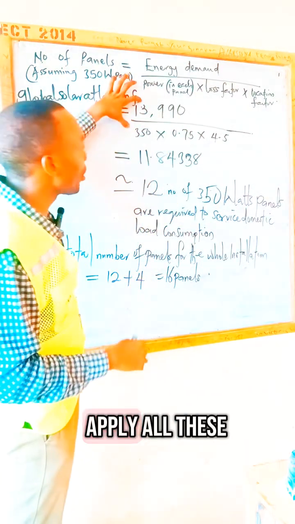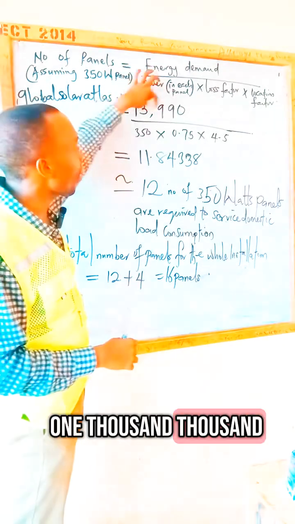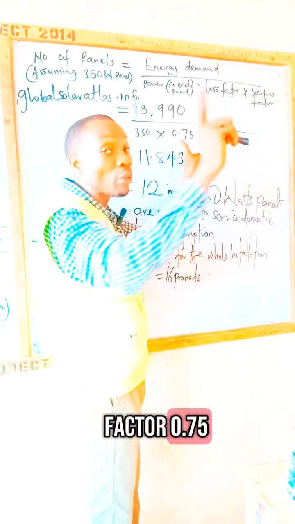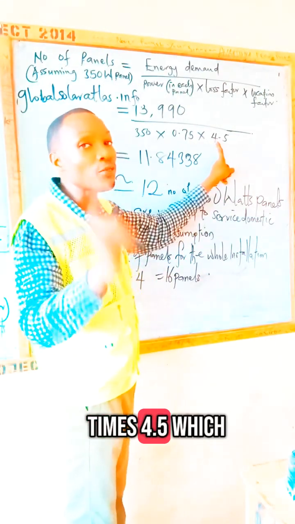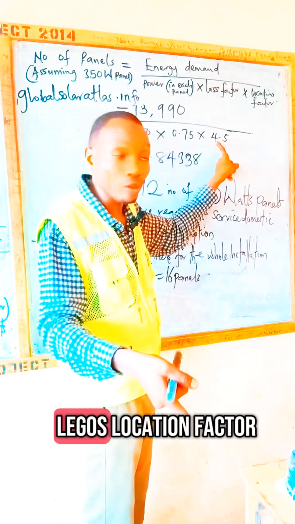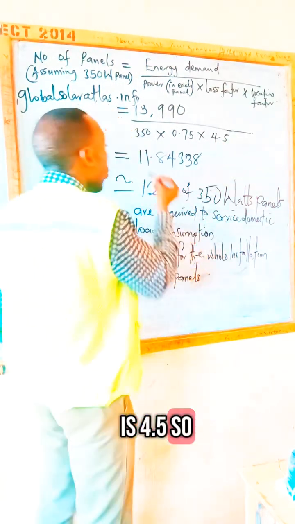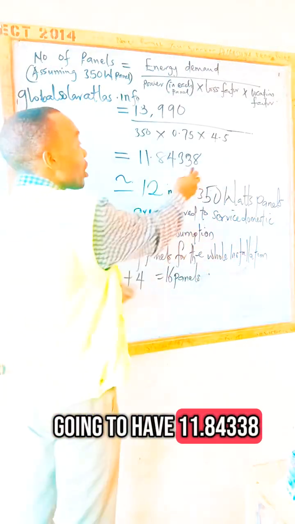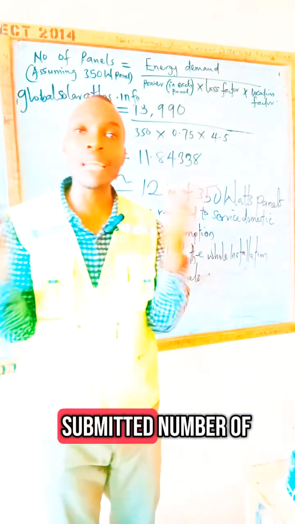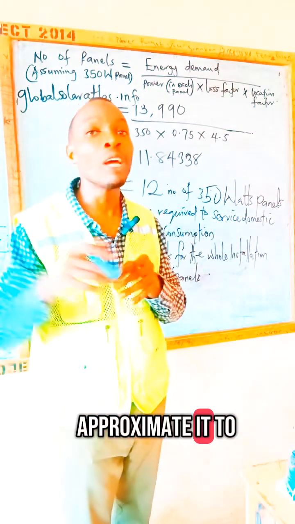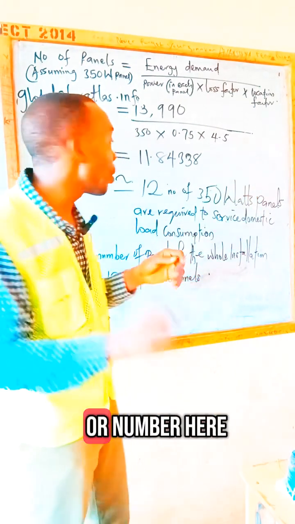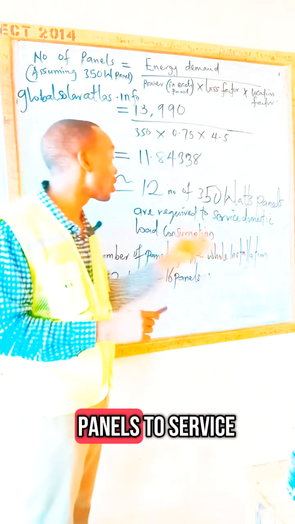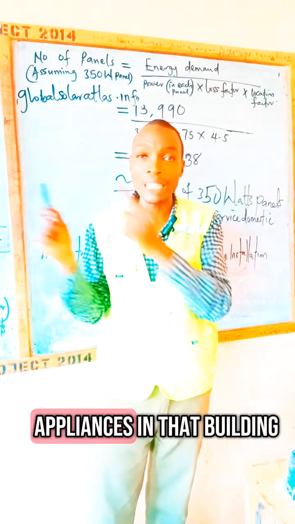So if I apply all these values now, 13,990 divided by 350 watts in a panel, multiplied by loss factor 0.75, do not forget, times 4.5, which is my own location factor. I'm in Nigeria, Lagos. Location factor is 4.5. So if I carry this out, I eventually am going to have 11.84338. But since we cannot have decimal numbers of solar panels, we have to approximate it to the nearest whole number. And the nearest whole number here is 12. So we now need 12 panels of 350 watts to service all the domestic appliances in that building.